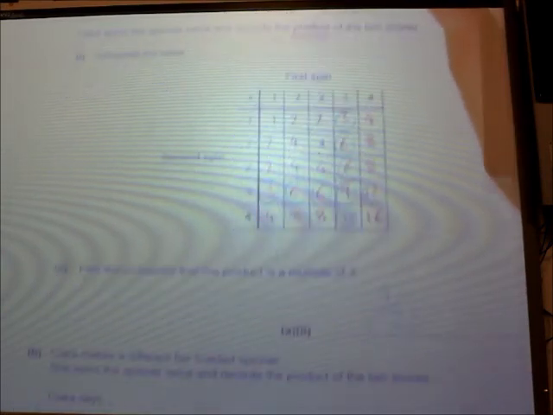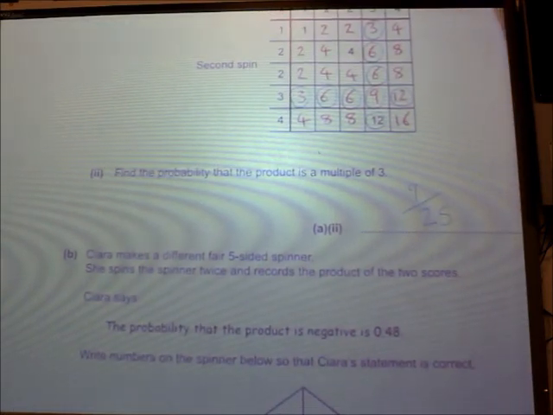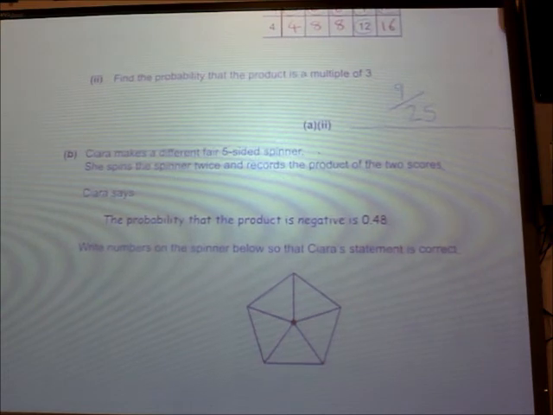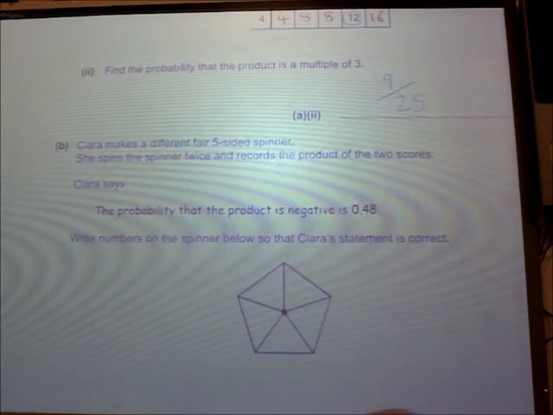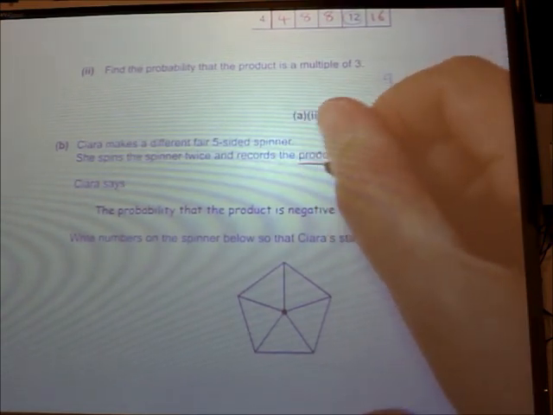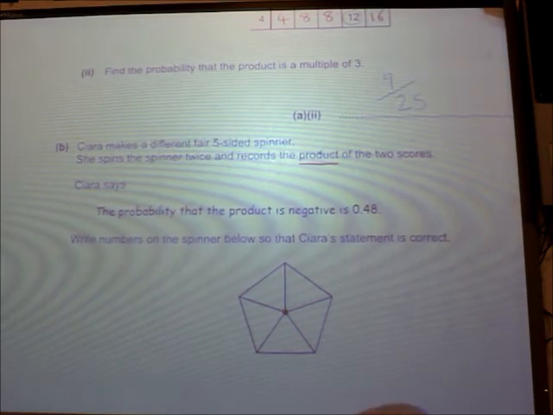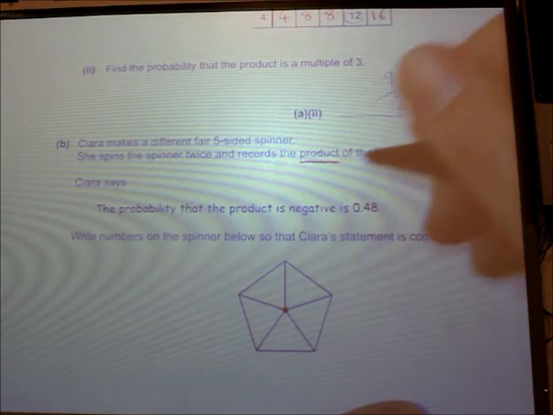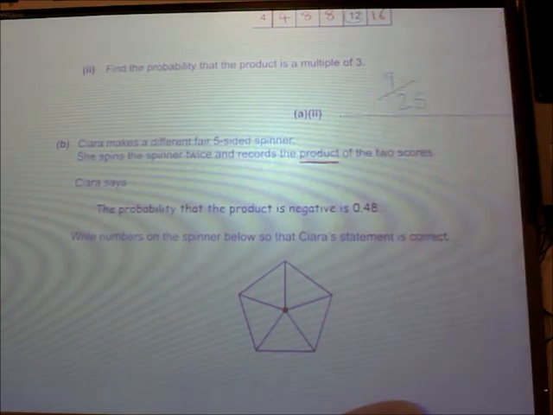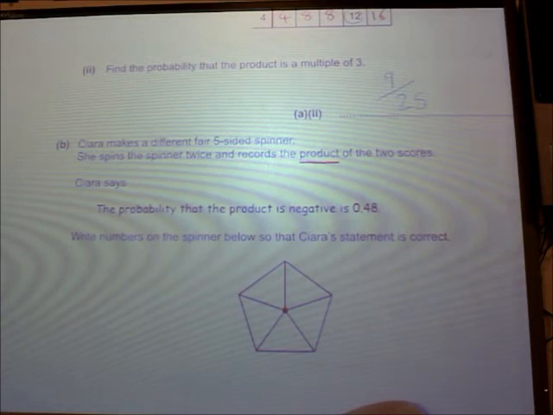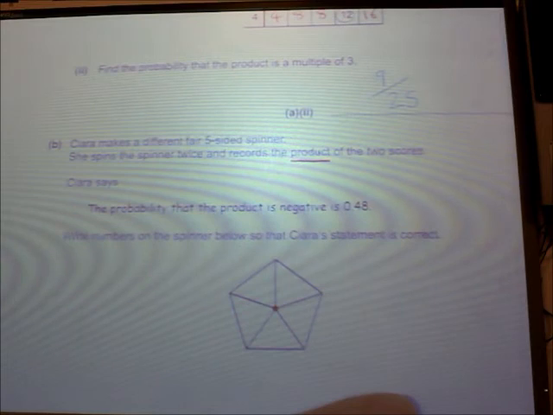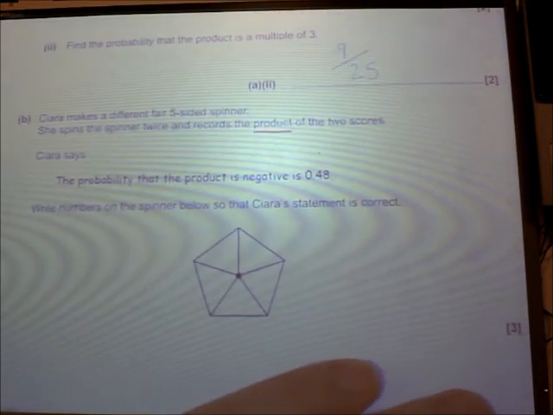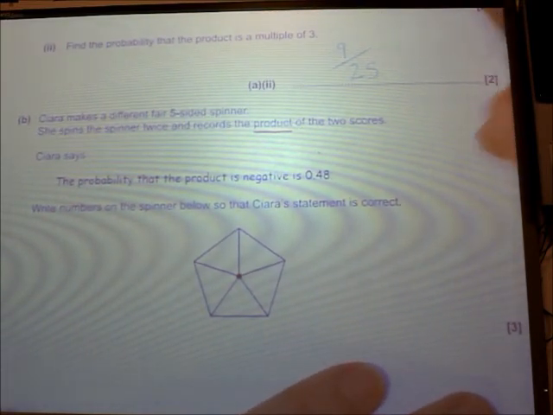The next one, Kira makes a different 5-sided spinner. She spins the spinner twice and records the product, again multiplying, of the two scores, and she says the probability that the product, so the answer, is negative is 0.48. Write numbers on the spinner so that Kira's statement is correct. Right, this is a really nasty one for 3 marks, and if you're looking at getting a 5, this is the one you should be getting, but it is very difficult.